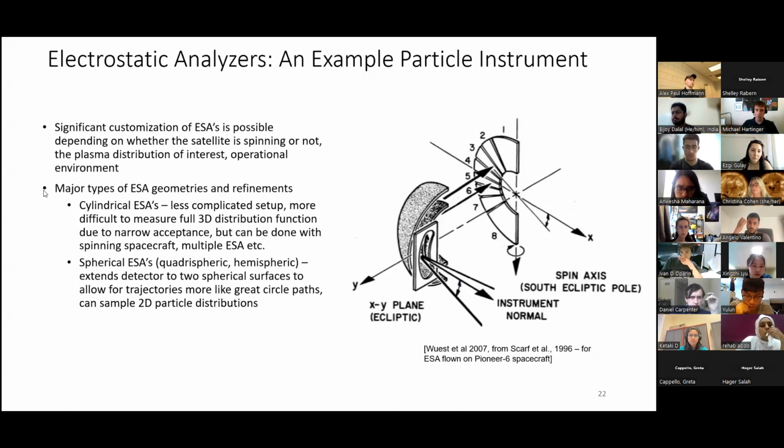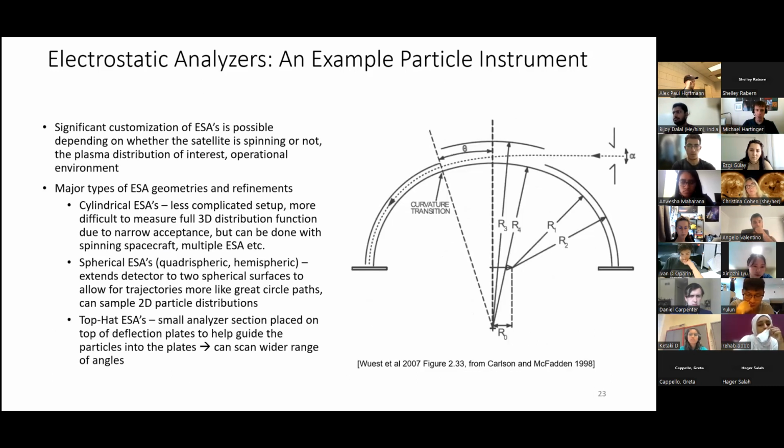You'll sometimes see spherical ESAs, quadrispheric or hemispheric, and basically, instead of doing a cylinder, you have two spherical surfaces. You still have a potential difference between the two surfaces, but you have something more like great circle paths, and then that lets you sample 2D particle distributions.